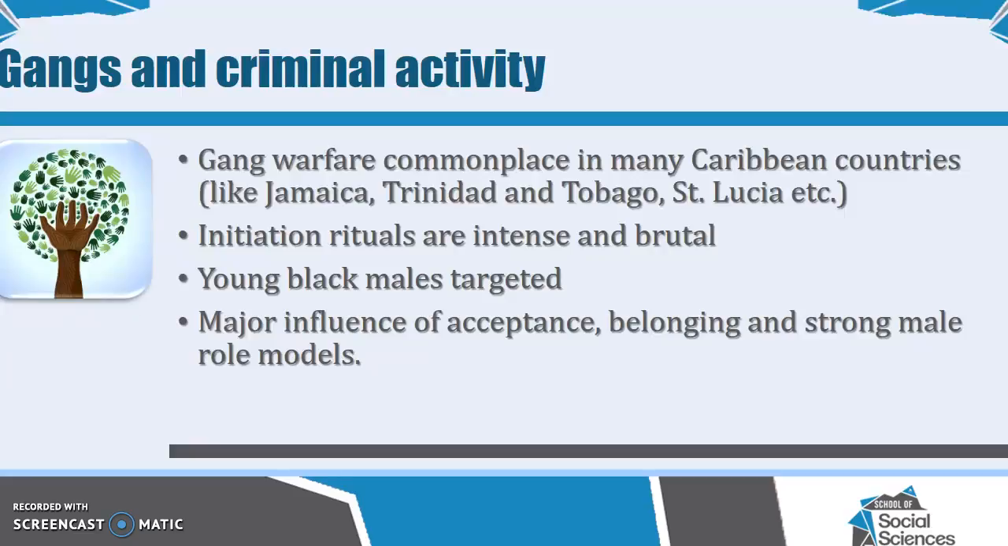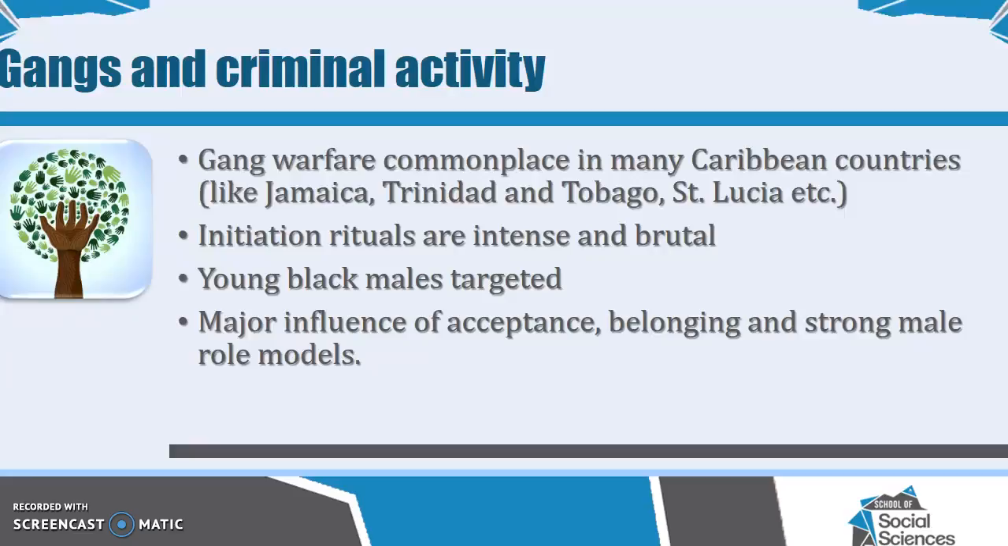They tend to gravitate towards these gangs because they feel accepted and have a sense of belonging. And these are very strong psychological attributes that can pull these young people to these groups, especially if they do not have any strong role models in their immediate family or surroundings.